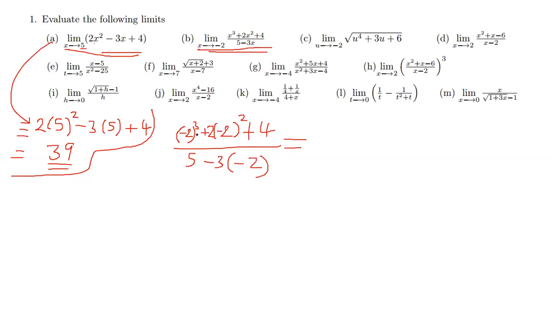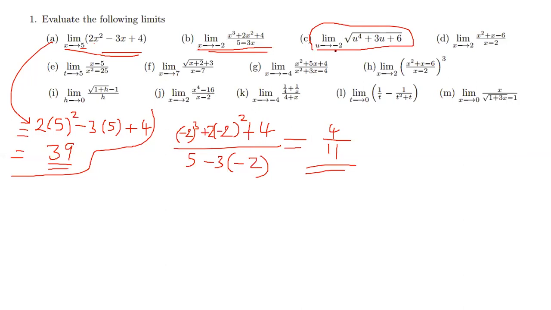So this one here will give you negative 8, and then negative 8 plus 8 is zero. So on top there, I will just remain with 4 over, and then this will give you positive 6 plus 5, you get positive 11. So this is how simple limits are. They are very simple. The same applies to this part here, where there is a u, you just put negative 2.